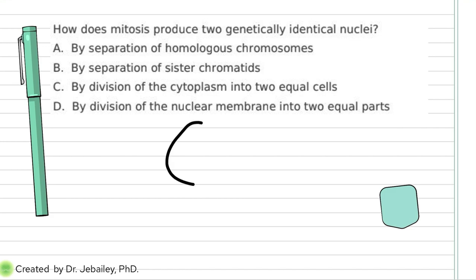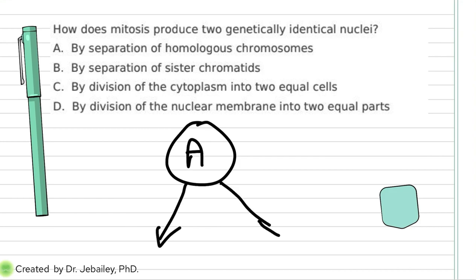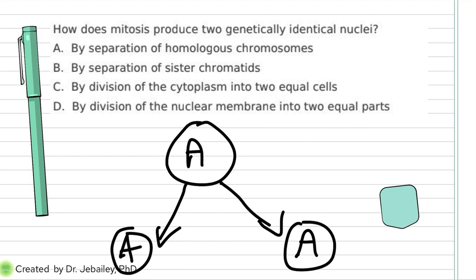So we have here mitosis. Let's say cell A is going to split into two. Both of its daughters right here need to be A. So the question is how? How does mitosis do that? How does it produce two genetically identical nuclei?